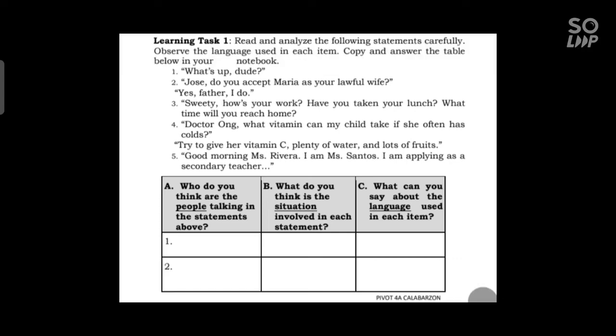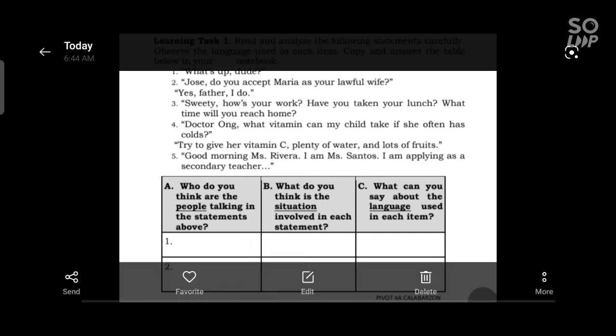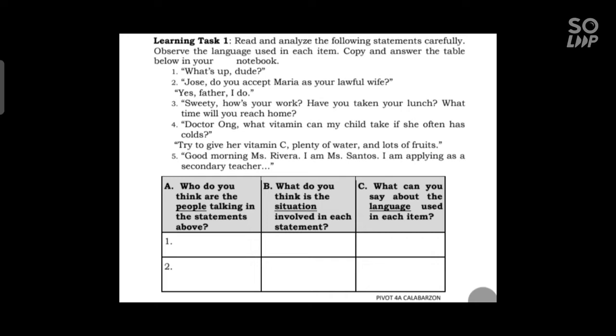Then on the third one, "Sweetie, how's your work? Have you taken your lunch? What time will you reach home?" For number 4, "Dr. Ong, what vitamin can my child take if he often has colds?" "Try to give her vitamin C, plenty of water, and lots of fruits." Then number 5, "Good morning, Miss Rivera. I am Miss Santos. I am applying as a secondary teacher." I hope the instructions for learning task 1 are clear and you can do it. Don't forget to write your answer on your answer sheets.